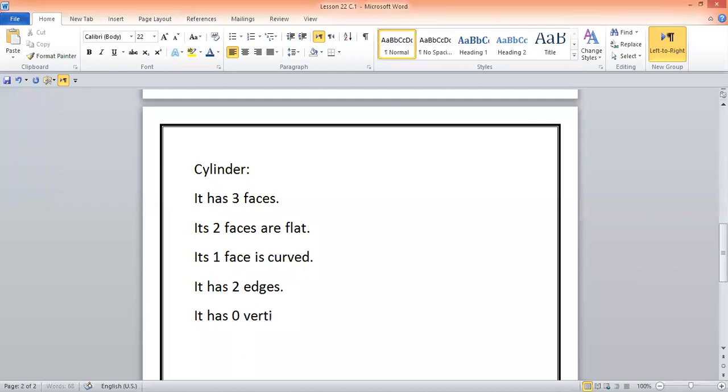So guys, I can give you a question like this: identify the shape which has zero vertices, and I can give you the names cube, cuboid, or cylinder. You should know which solid does not have a vertex. This is only the cylinder, because cube and cuboid have vertices. So you should know the properties. It has three faces, its two faces are flat, its one face is curved, it has two edges, and it has zero vertices. Are you writing with me, guys?